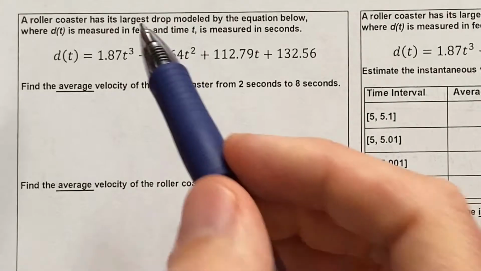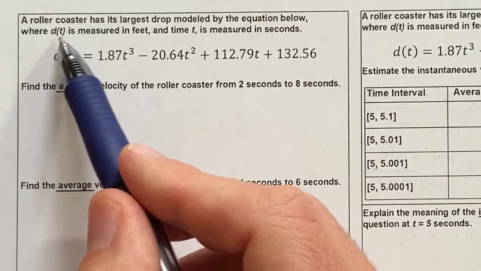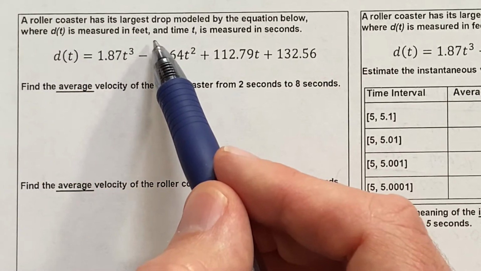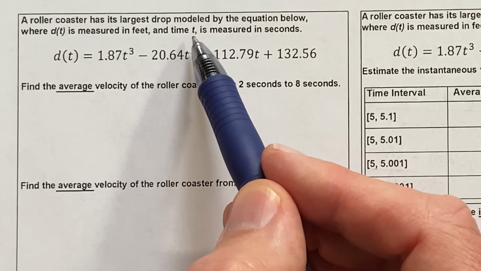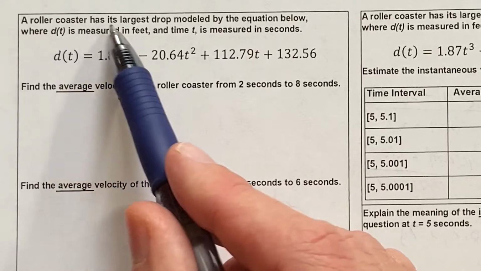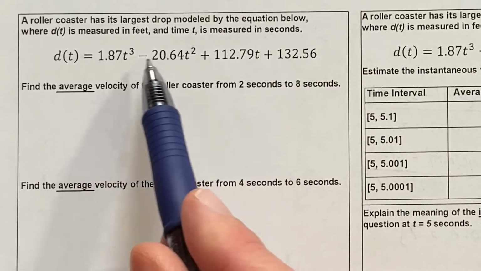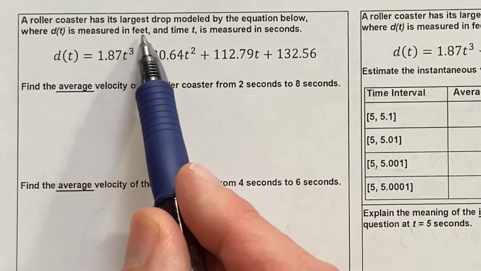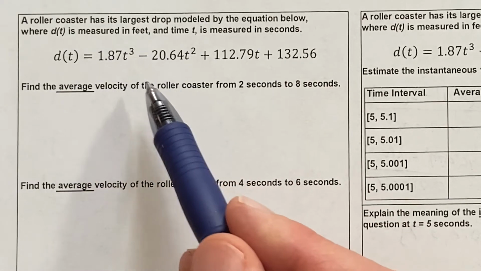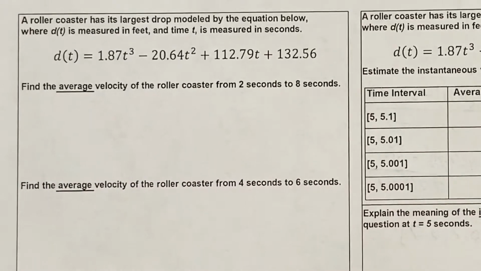A roller coaster has its largest drop modeled by the equation below, where d of t, so that's like our f of x, where d of t is measured in feet and time t is measured in seconds, okay? So it has its largest drop modeled by this equation. So this equation is measuring our feet per second during this largest drop, okay? So find the average velocity of the roller coaster from 2 to 8 seconds. You know how to do this.